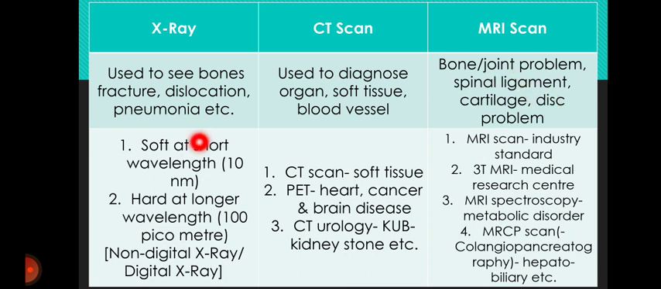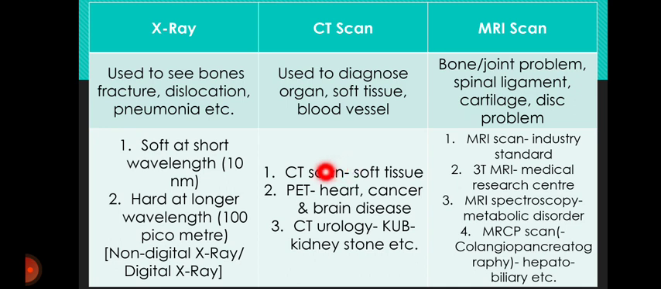If you see the types of X-ray, there are two types of X-ray machine. Generally the shorter wavelength, about 10 nanometer, is called soft X-ray, and the longer wavelength, that is 100 picometer wavelength, machine is called hard X-ray. There may also be two types of X-ray machine, non-digital and digital. Digital means the cost of the machine is high, and non-digital means the cost of the machine is low, and obviously digital X-ray is preferable and the picture obtained in the digital machine is much clearer.